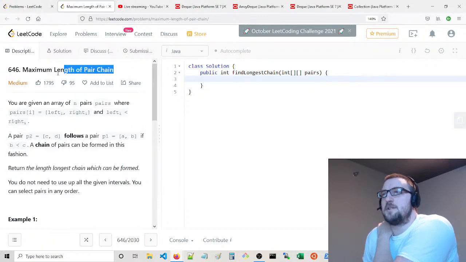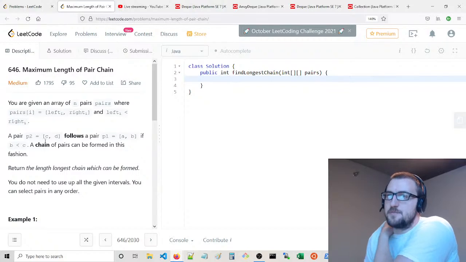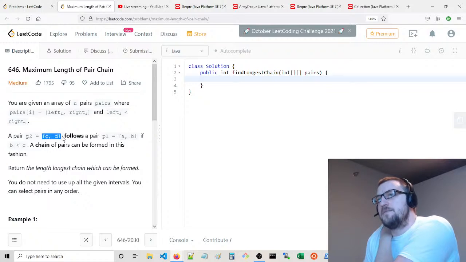All right, maximum length of pair chain. Given an array of n pairs, where pairs[i] equals left_i, right_i, and left_i is less than right_i. A pair P2 equals CD follows a pair P1 equals AB if B is less than C.